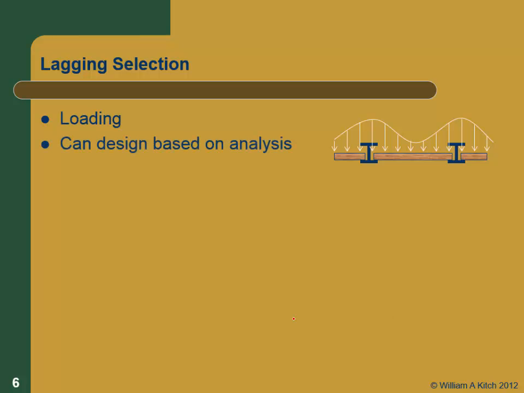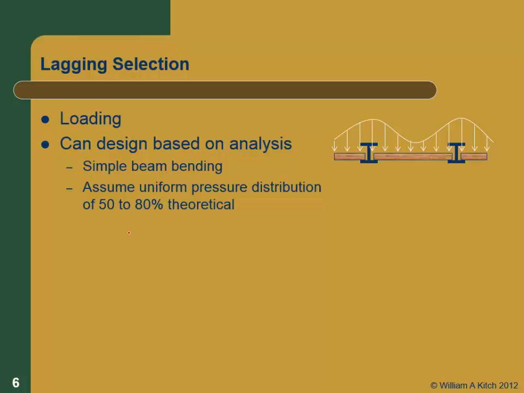We just empirically design these things. I have heard from designers that they've had to go to agencies and justify the selection of the timber. I think in practice that's seldom done. But if you have to, you can put in a simply supported beam in there. And if you get stuck doing that, you should try to justify some kind of arching to the H piles, because otherwise you're going to get a much thicker section of wood than you really need. So it's pretty typical to assume that the distribution is 50% to 80% of the theoretical. We don't really design for this non-uniform load. We just design for a uniform load that's 50% to 80% of what you would theoretically calculate.